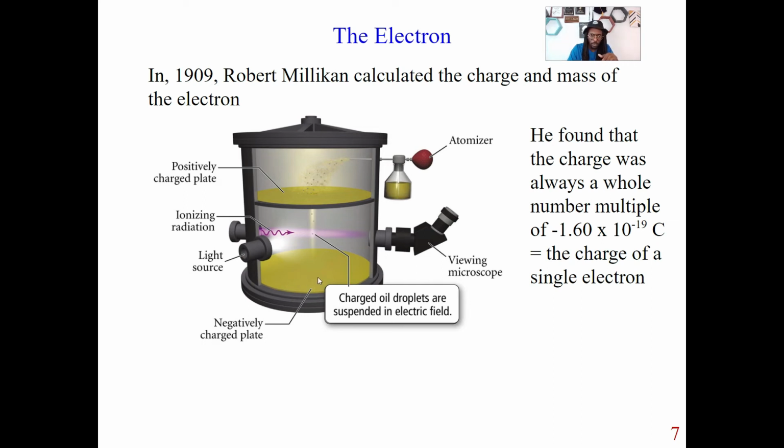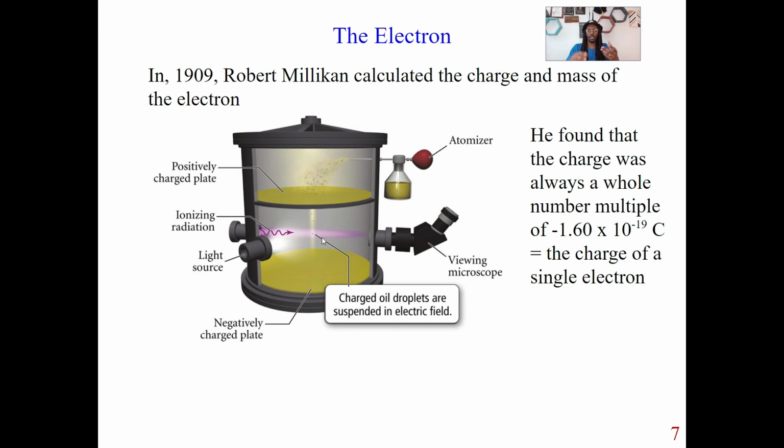At the very bottom here, we have a negative charge plate. What he saw during this experiment was that as he shot the droplets through, they got hit with this radiation. And guess what they acquired during this time? They acquired electrons. These oil droplets were getting that energy, that electron. So what happens when oil droplets get an electron? He started to notice that those charged oil droplets were being suspended in the electric field. They're not going down, they're staying up.